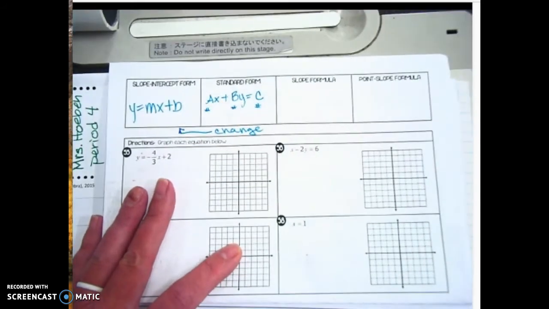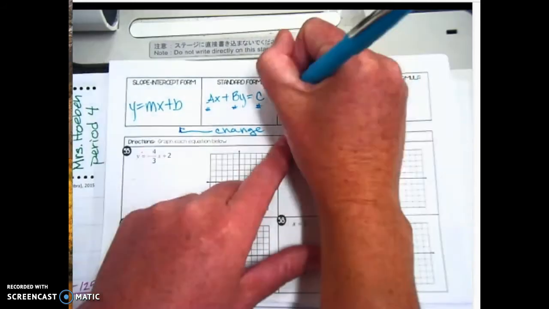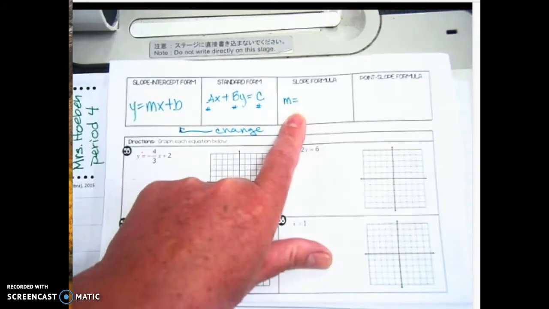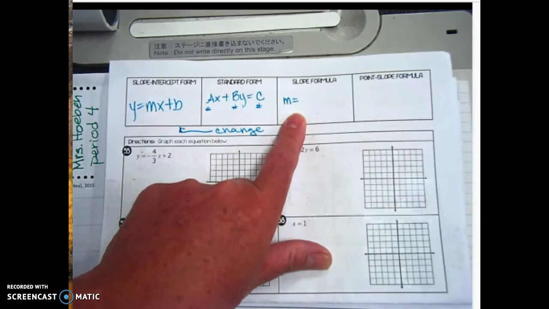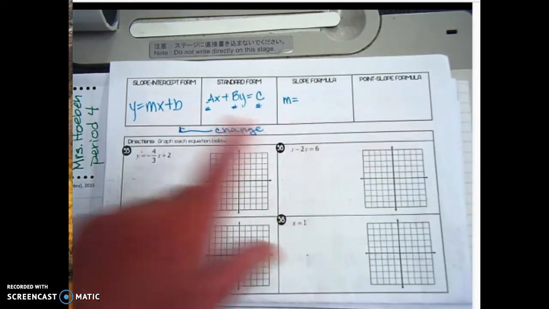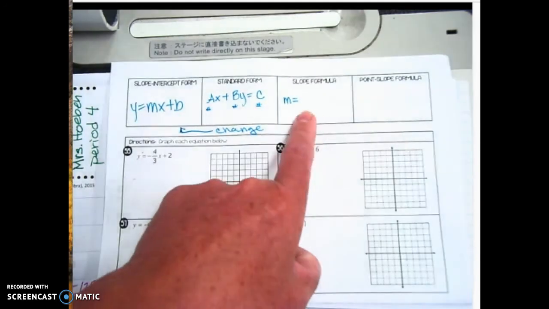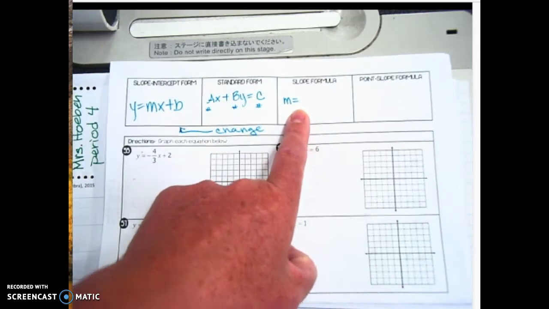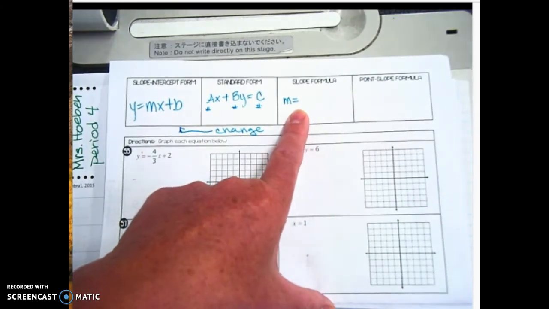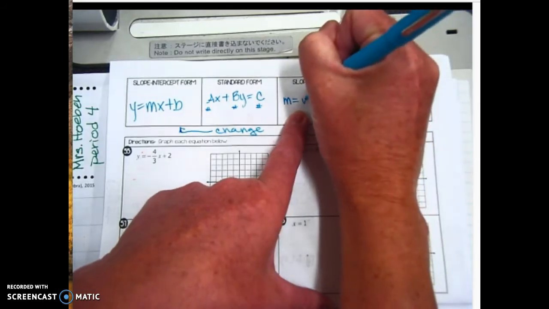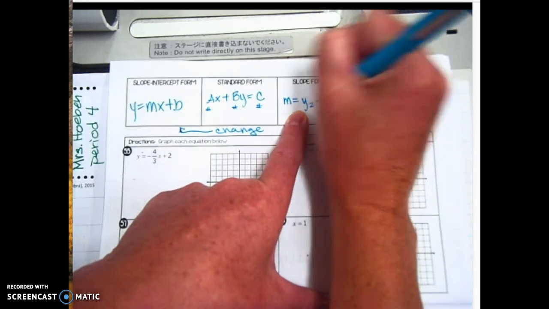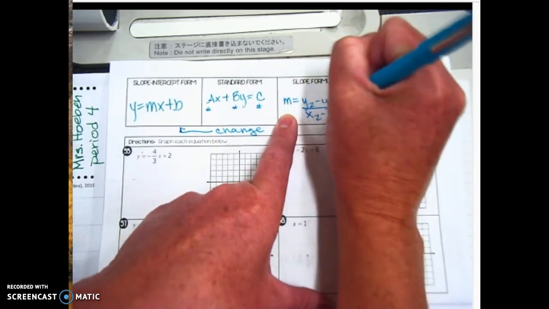Okay? There's also something called the slope formula. It starts with m equals. Anybody know it? Oh, that's the first box, we already did that one. This one starts with m equals. You take 2 points, an x1 and a y1, and an x2 and a y2. You plug them into y2 minus y1 over x2 minus x1.